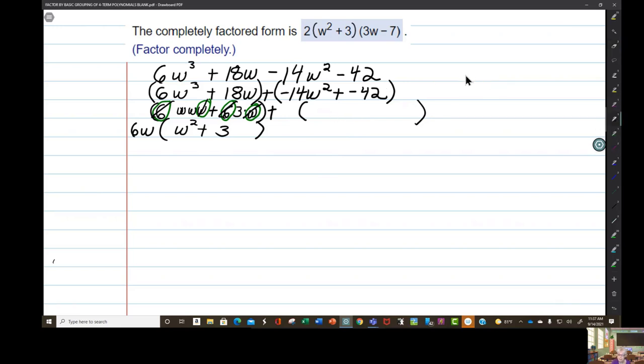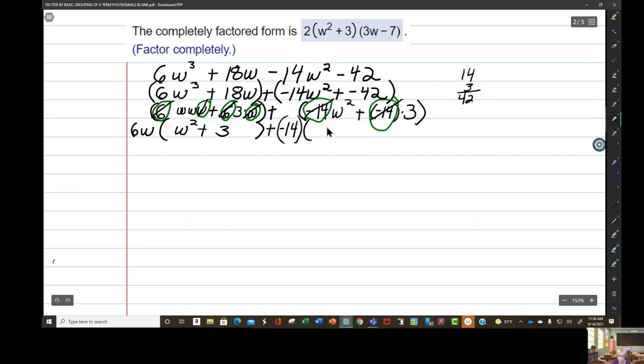So let me see. 14 times 3 is 42. Okay, so now this is negative 14 W squared plus negative 14 times positive 3. Negative times positive is negative. Now negative 14 is my GCF. Negative 14, negative 14, I pull it out front. Negative 14 times W squared plus 3.